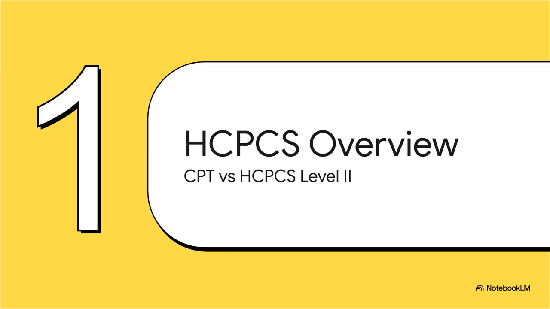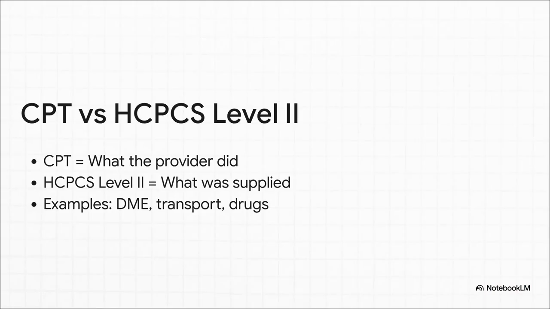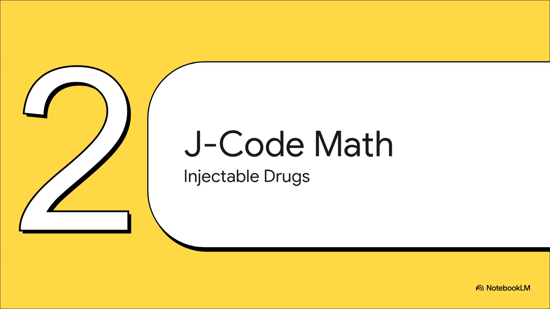CPT versus HCPCS Level 2. So, you might be wondering, what's the big difference here? Think of it like a giant puzzle. CPT codes represent the service, right? What the provider actually did. HCPCS Level 2 codes, on the other hand, represent the supply that made that service possible in the first place. We're talking tangible things like durable medical equipment, transport services, and specific injectable drugs. Mastering your exam means knowing exactly how to bill for these specific quantities and understanding the strict rules that payers enforce.